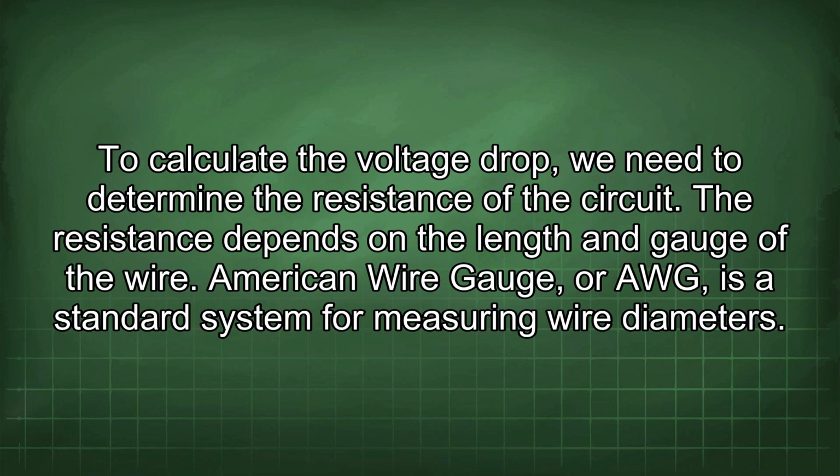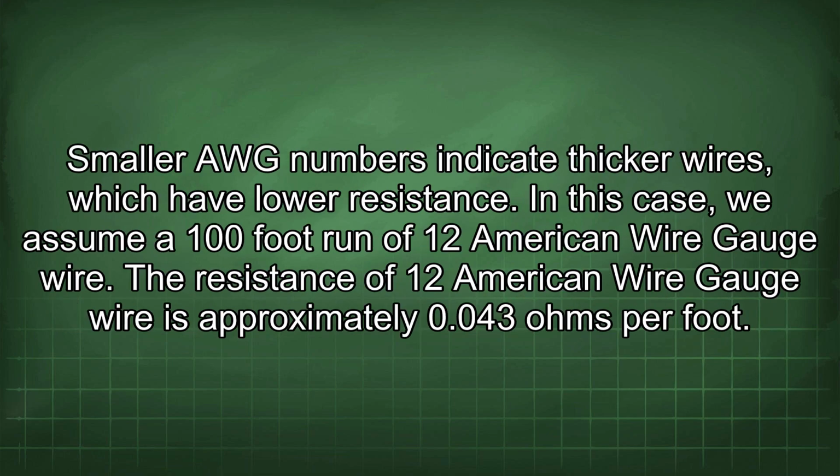American wire gauge, or AWG, is a standard system for measuring wire diameters. Smaller AWG numbers indicate thicker wires which have lower resistance. In this case, we assume a 100-foot run of 12 American wire gauge wire. The resistance of 12 American wire gauge wire is approximately 0.43 ohms per foot.